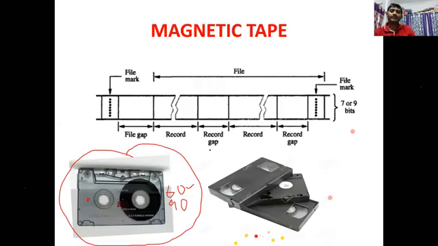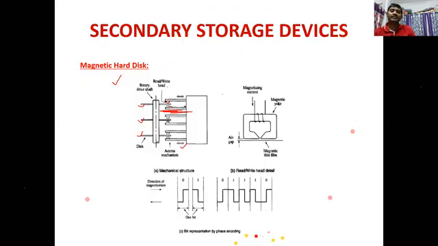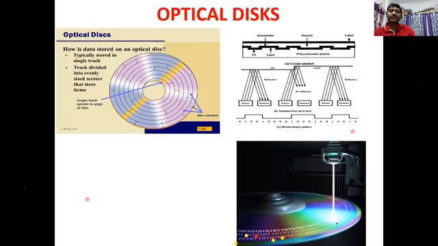Okay, so even magnetic tape is the same case, but the thing is it is a serial access, whereas the disk is a random access. See here, CD, these are called optical discs. Your CD is called an optical disc. Optical disc means that the data can be read from or written into using optical light.